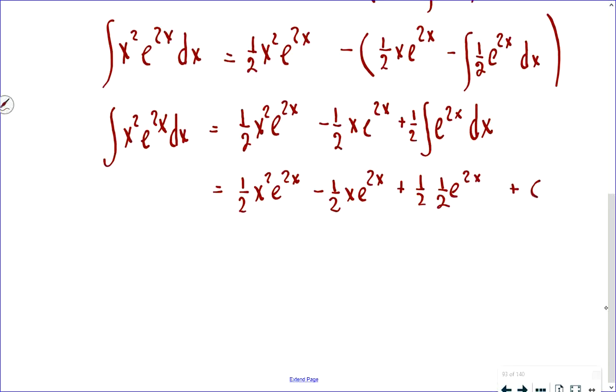So our final answer is 1/2 x squared e to the 2x minus 1/2 x e to the 2x plus 1/4 e to the 2x plus C. And I did take the time to write out that 1/2 times 1/2 is 1/4 because I want to show you that this in fact is correct.